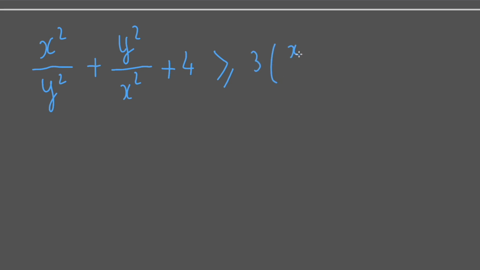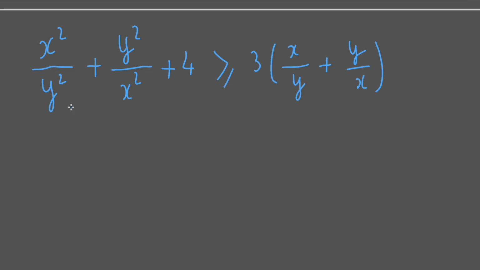We have x squared over y squared plus y squared over x squared plus 4 greater than or equal to 3 multiplied by (x over y plus y over x). We have to prove this inequality.